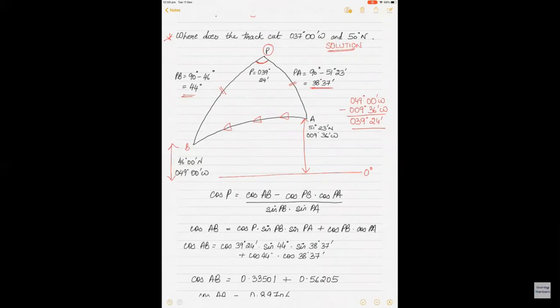To do that, we'll go back to the spherical trigonometry principles, where if you have an included angle, which is angle P in this case, and the sides next to it, such as PA and PB, and you know the three values, you can find out the rest of the triangle as well. So that's how you write down the cosine formula: cos P equals cos AB minus cos PB cos PA over sin PB sin PA. You write down cos P, which is the included angle, we put all the side values, and the side opposite to it, which is cos AB, and we get AB.